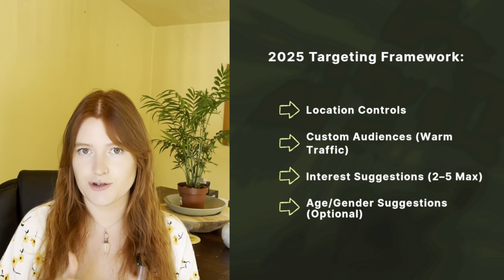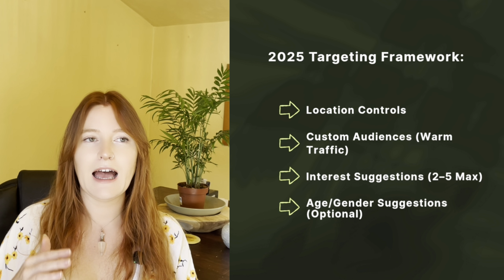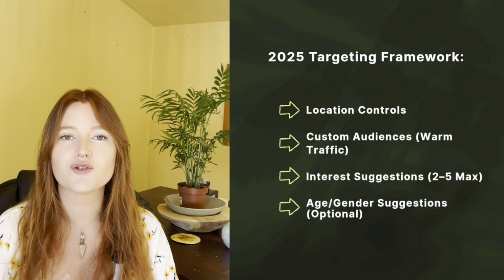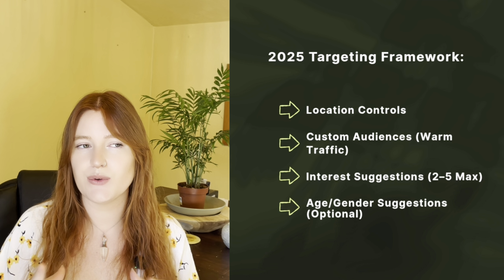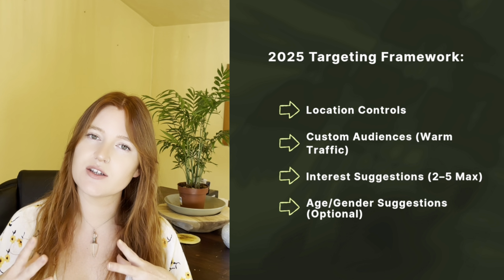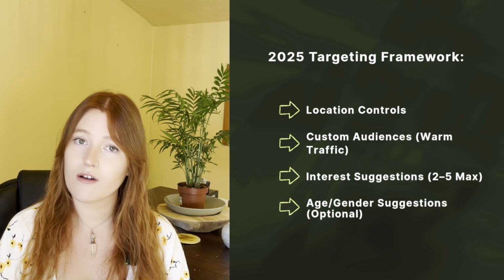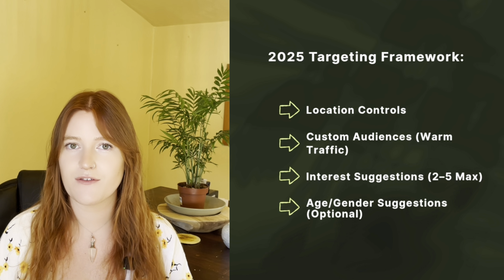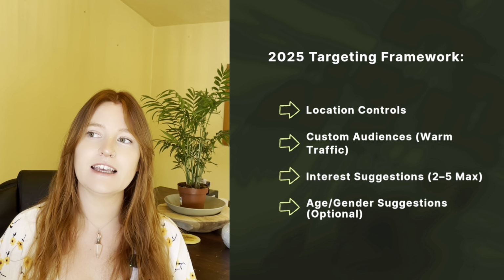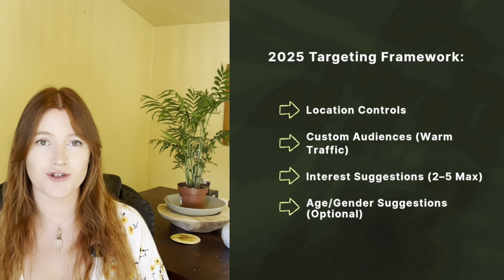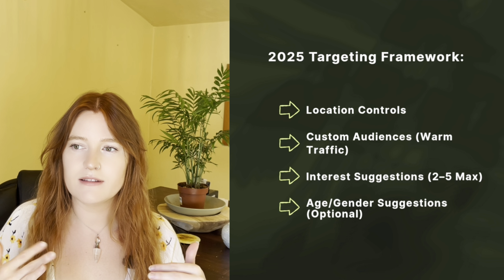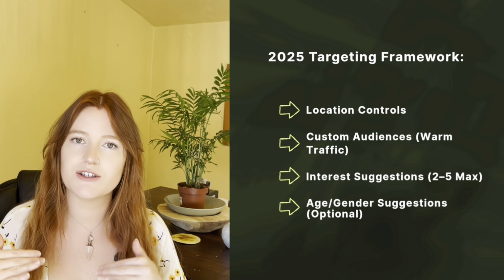Detailed targeting suggestions comes next. Add 2 to 5 interest groups related to your offer, but keep them in suggestion mode. You're not locking Meta in, you're just giving it hints. And lastly, age and gender suggestions. Leave these open unless your data strongly suggests otherwise. Meta is better at optimizing than you think.